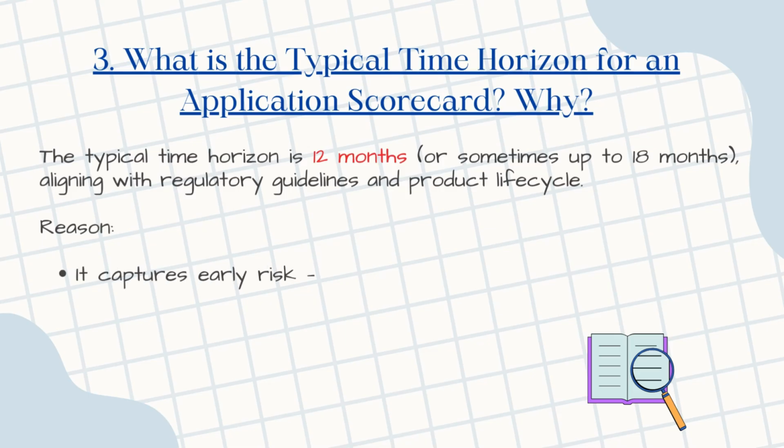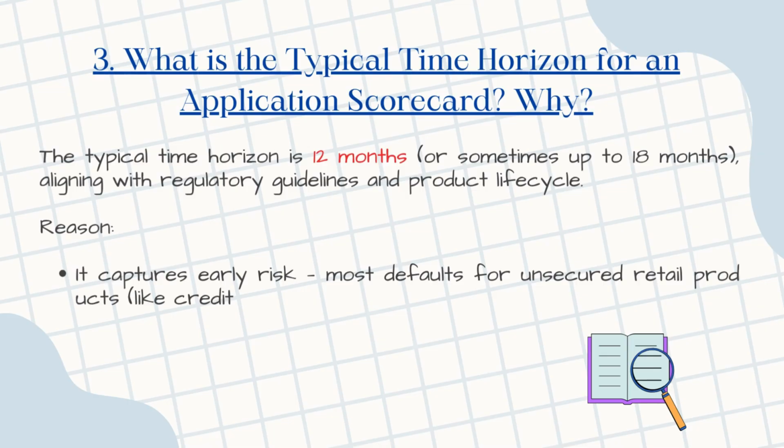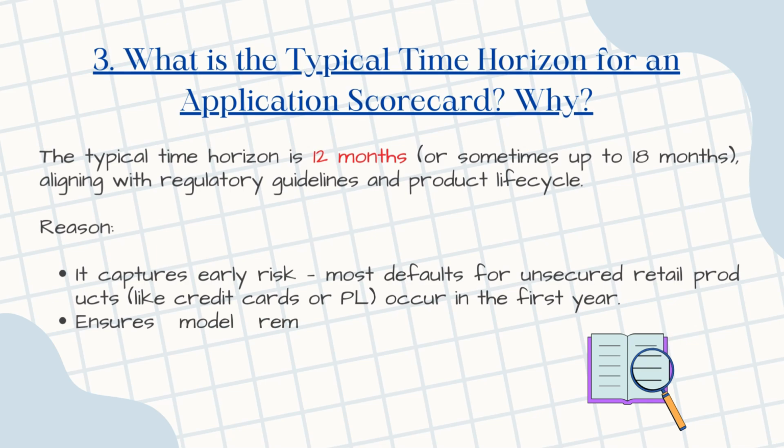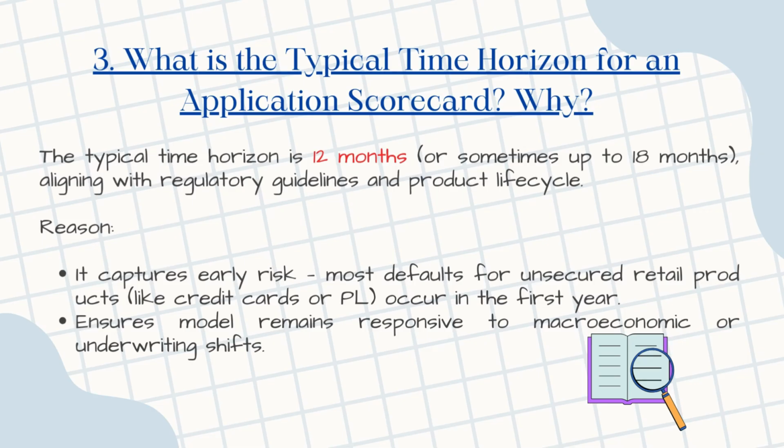The reason behind this is that it captures early risk. Most defaults for unsecured products like credit cards or personal loans occur in the first year. It ensures the model remains responsive to macroeconomic or underwriting shifts.